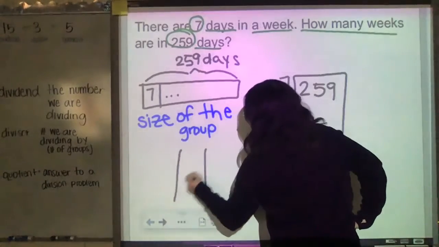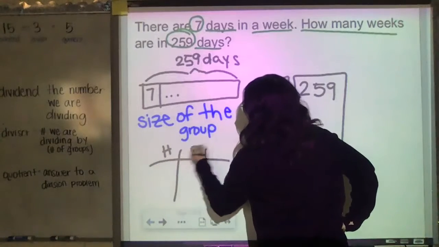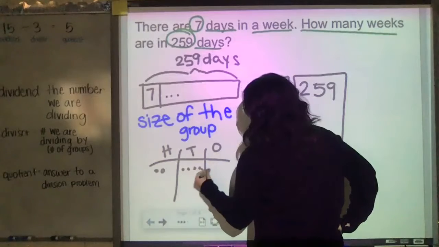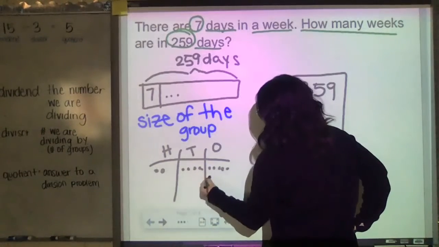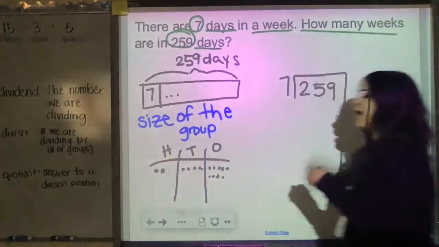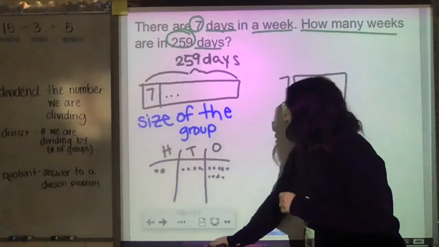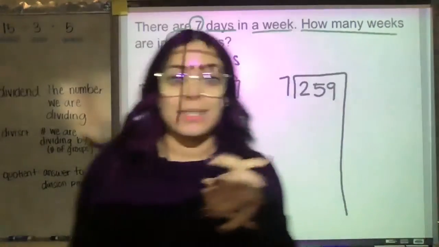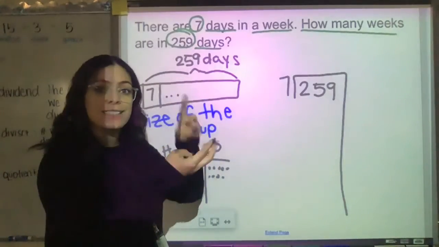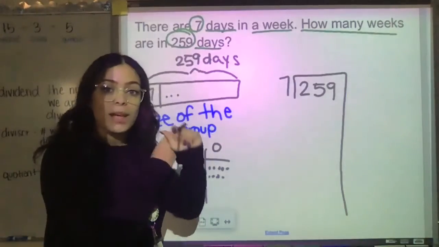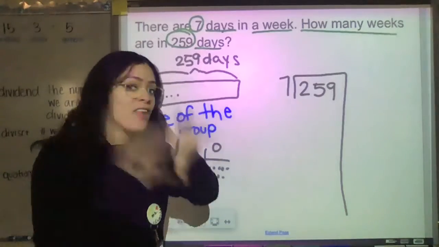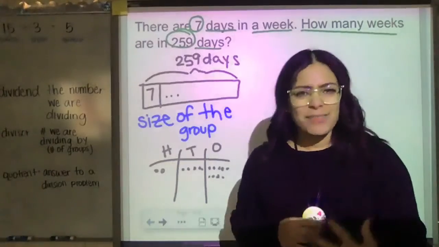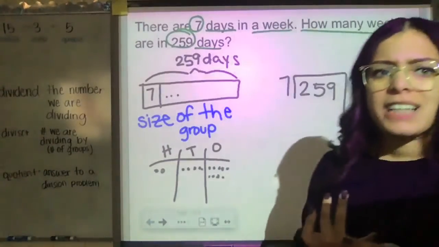As I use partial quotients, I want you to think about our HTO chart and how I'm slowly taking away from this whole as I start using partial quotients on the side. So I'm thinking about 259 as individual days rather than in groups of hundreds, tens, and ones. I'm thinking of it as just 259 individual days that I'm ready to group into sevens as quickly as I can. Notice how I really have to know my multiples and my fast facts for 7.